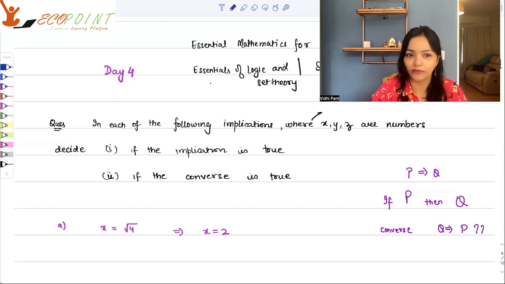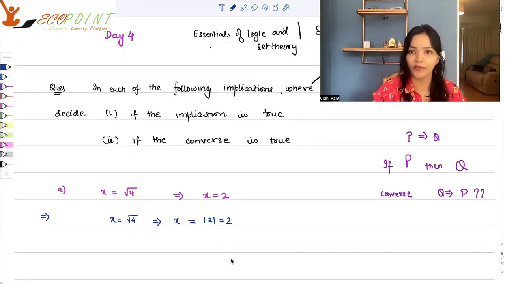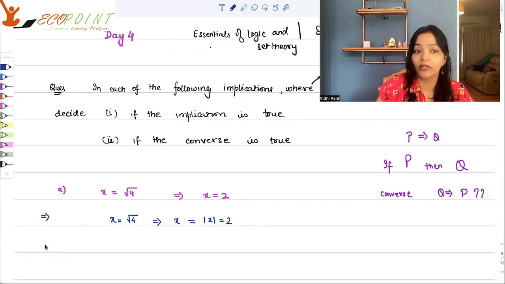Okay, the first implication. X is equal to square root of 4 implies X is equal to 2. So is that true? Well, this implication is absolutely true, because in case X is equal to square root of 4, that automatically tells you that X is equal to the absolute value of 2, or it is 2. In other words, whatever comes out of a square root is positive, so it is 2. Absolutely, yes, right?